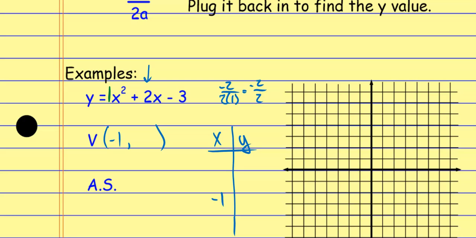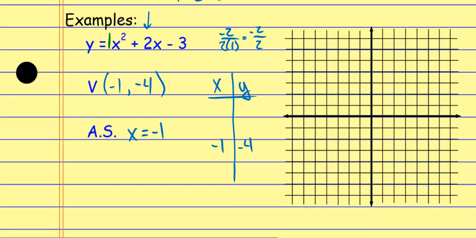So I plug that negative 1 in. Negative 1 squared is a 1. 2 times negative 1 is a negative 2. So I end up with 1 minus 2 minus 3, and that looks like a negative 4. Okay? So that's the ordered pair for the vertex, negative 1, negative 4. And now the axis of symmetry is always x equals the x value from the vertex.